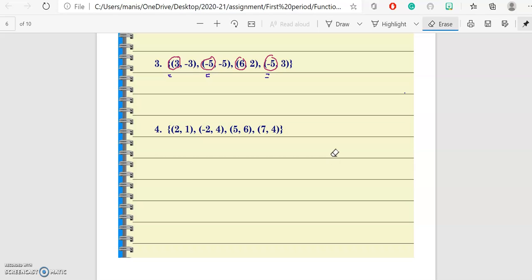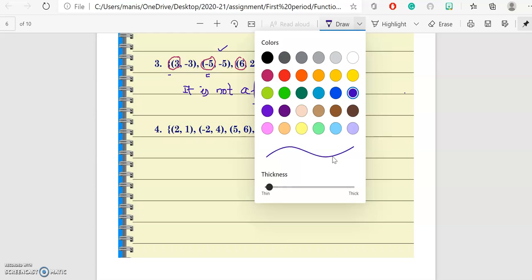So as I can see over here, I can see -5 is coming in the second ordered pair, -5 is coming over here. So this means what? It is not a function. So whenever you are trying to do this, you only look at what? X values.